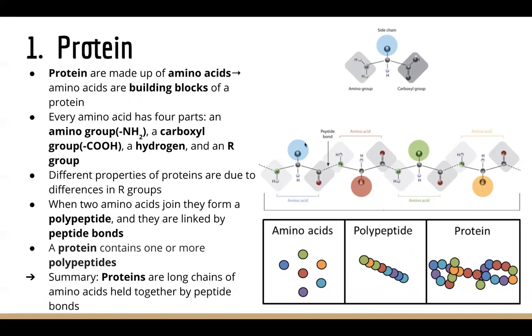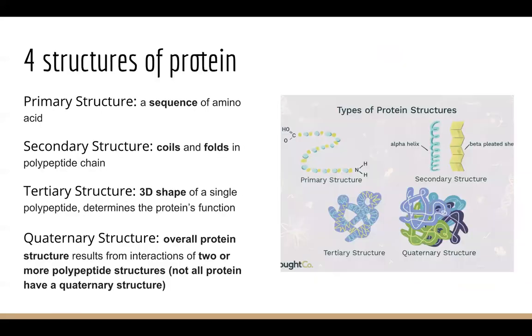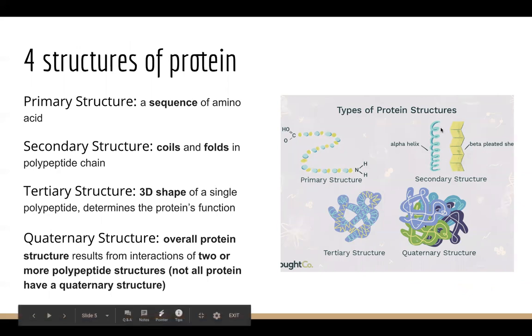The two amino acids are connected together by a peptide bond. A protein may contain one or more than one polypeptide. So in summary, proteins are long chains of amino acids held together by peptide bonds. There are four structures of protein, which are primary structure, secondary structure, tertiary structure, and quaternary structure. Primary structure is basically a simple sequence of amino acids joining together, and the secondary structure are the coils and folds in the polypeptide chain.